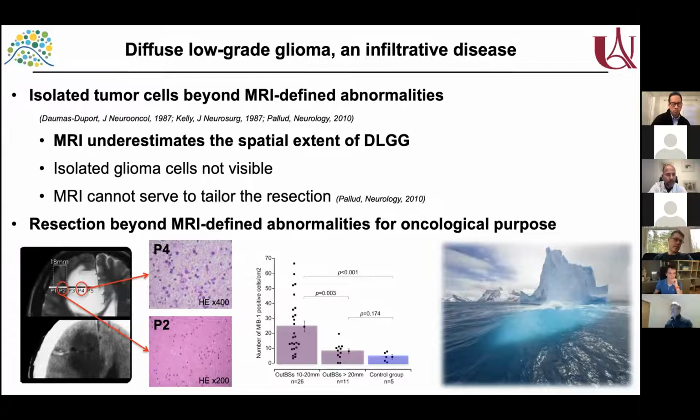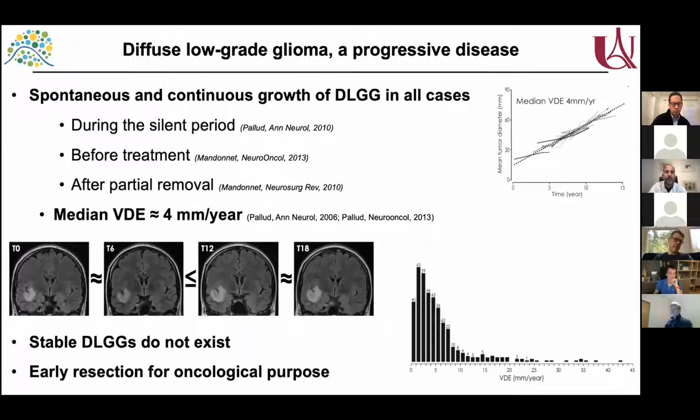Clinical practice highlights that diffuse glioma is a progressive disease with a systematic, constant, and continued growth before any oncological treatment. And quantitative analysis on MRI follow-up show an increase of about 4 mm per year of the mean tumor diameter over time. And in fact, a stable diffuse glioma does not exist. And this observation asks for an early surgical treatment for oncological purpose.